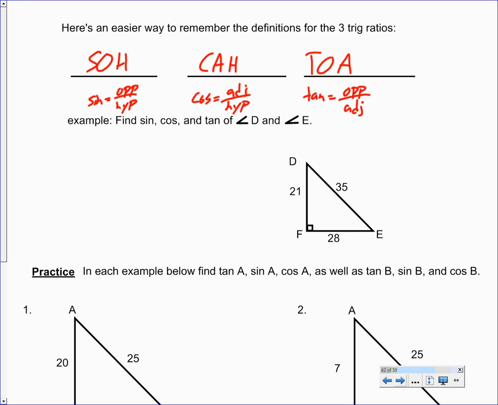So what we're going to do on this triangle is find all three, sine, cosine, and tangent, for both angle D and angle E. So we'll go ahead and write this out and set it up. We're going to find sine D, cosine D, and tan D. Then we're going to find sine E, cosine E, and tan E.